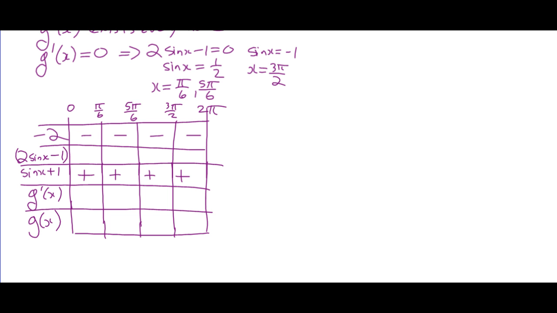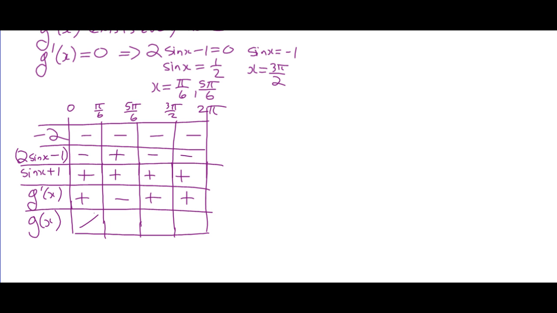Okay, so what are our signs on 2 sine x? Well, so sine x would be bigger than a half between pi over 6 and 5 pi over 6, right? Correct. So that would make this positive here, and then negative, and then negative, and then negative again, and then negative. Okay. And so 3 pi over 2. What's going on there? Point of inflection.